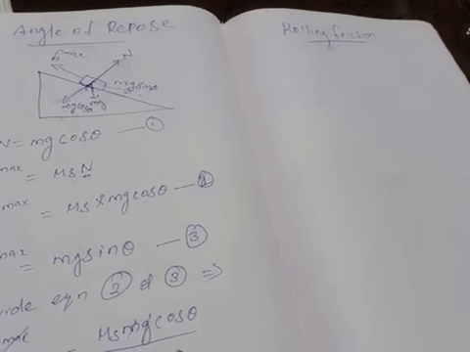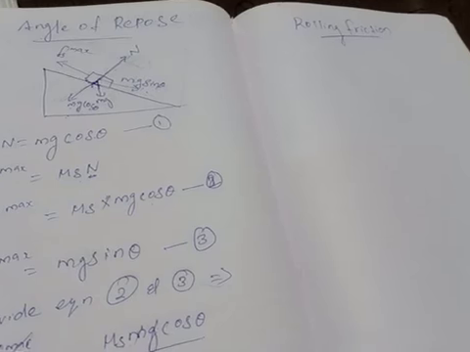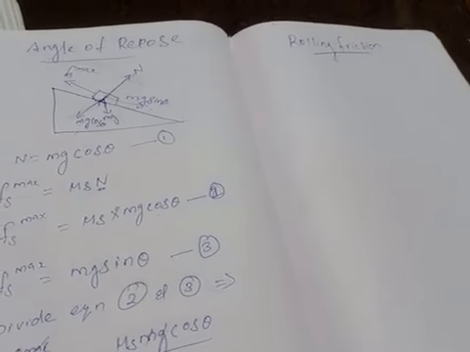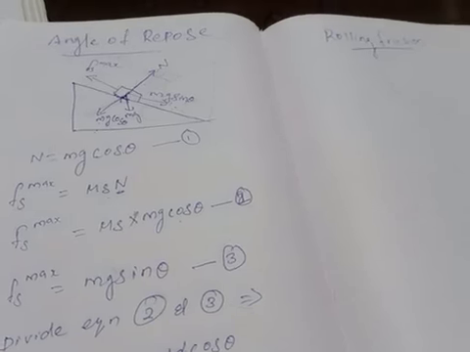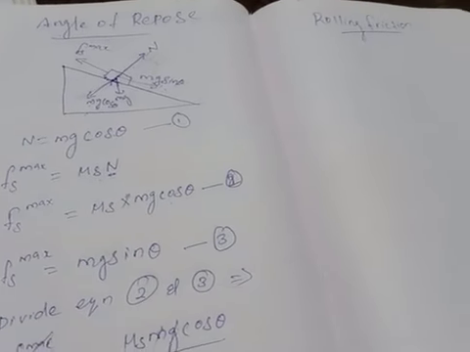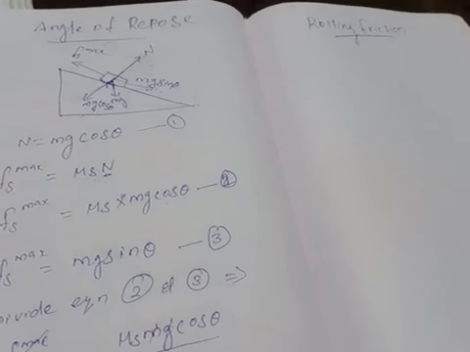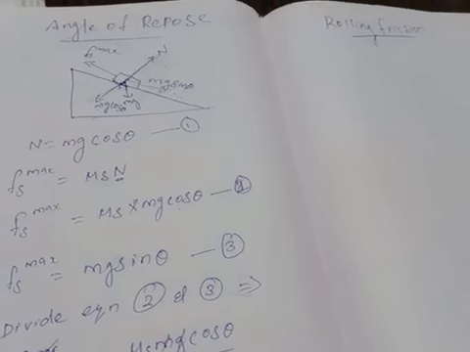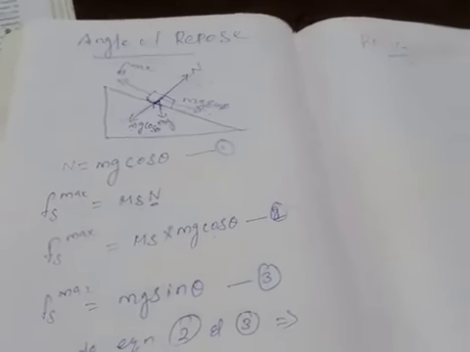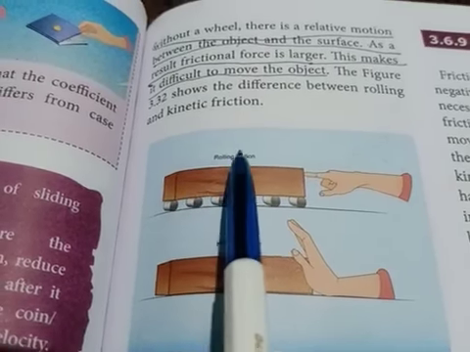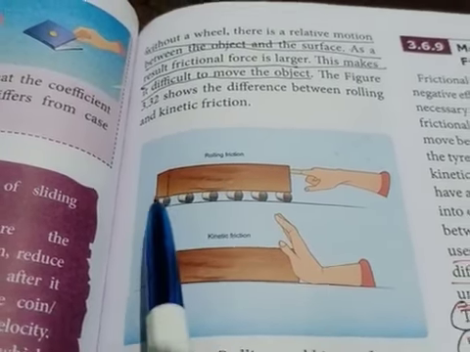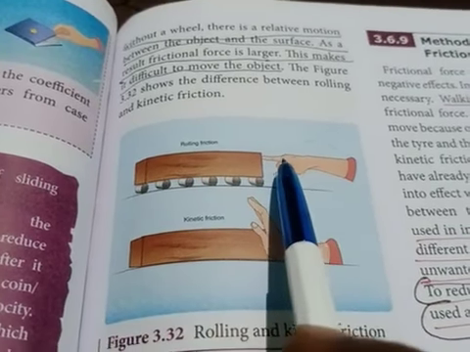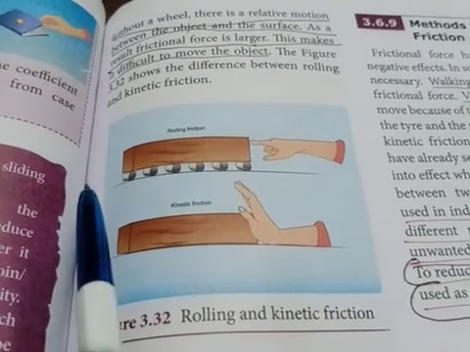But assume that an object is moving without a wheel. There will be a relative motion between this object and the surface. If there is relative motion, there will be a larger frictional force acting on it. Because of this, we feel the object resist moving. You can see in this diagram two objects. This is a rolling motion. With the wheel you are moving this object easily. You see here he is using one finger, so we can easily move this object.